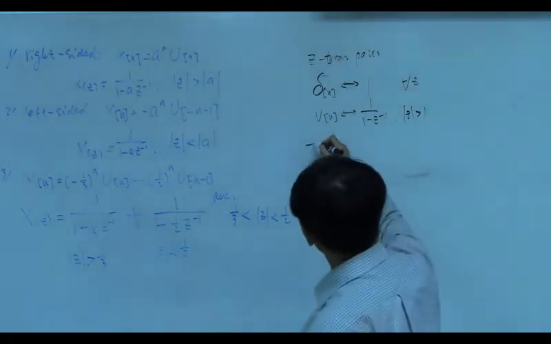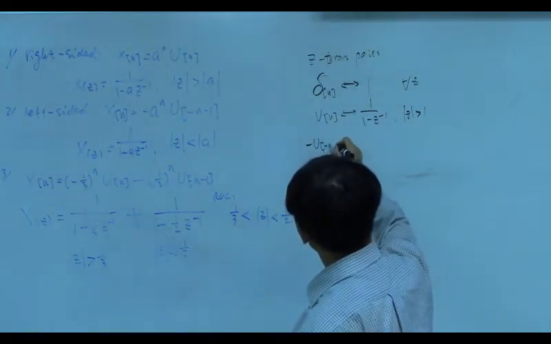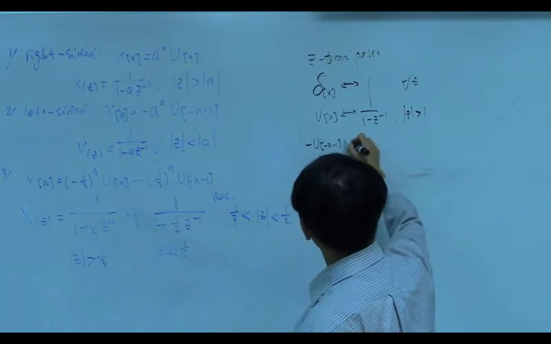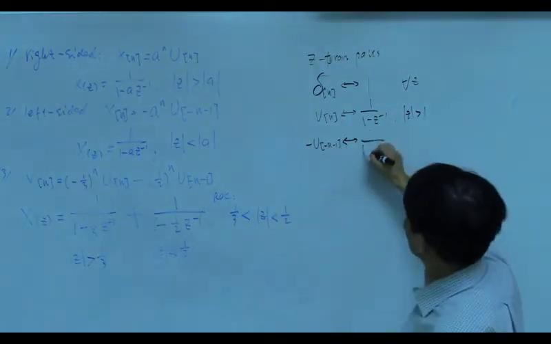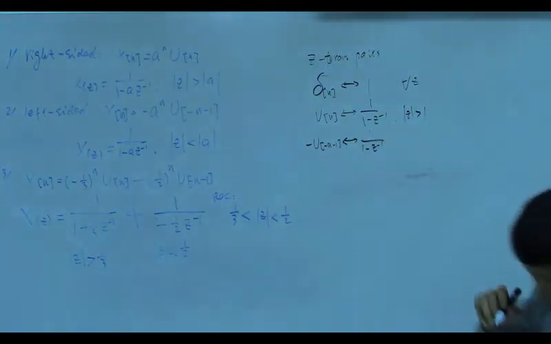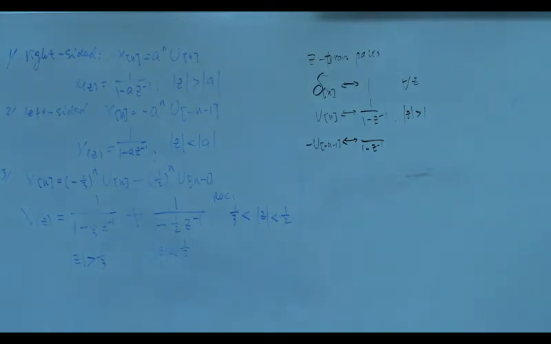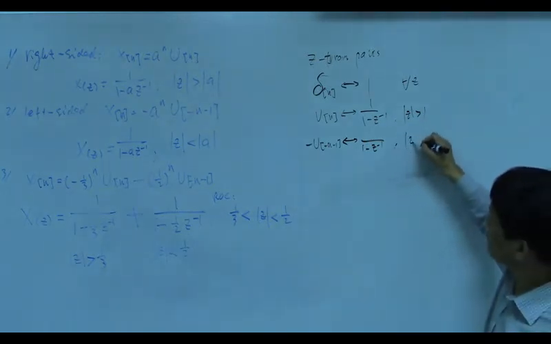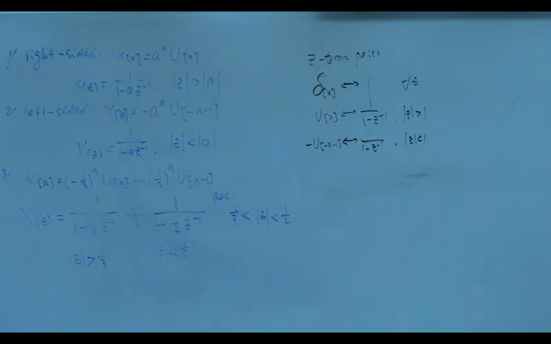And we have the negative, left-sided one. This one will be the same, 1 over 1 minus z to the negative 1, but the region of convergence is less than 1.